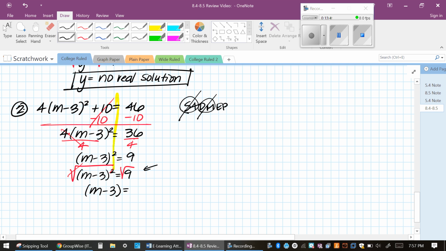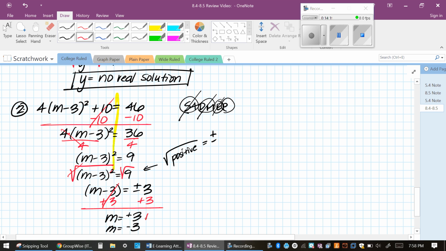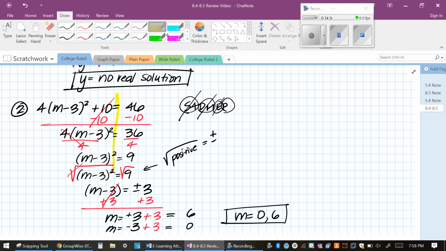When you square root a positive number, you've got to remember to put plus or minus because it's got 2 answers. So square root of 9, in this problem, is not just 3, it's plus or minus 3. Okay, so I got rid of the e for exponents, and now I'm on p. I've got to get rid of what's in the parentheses. And so I'm going to have a positive 3 and a negative 3 that I'm going to add 3 to. So that's 6 and 0. I like to write them from smallest to biggest.